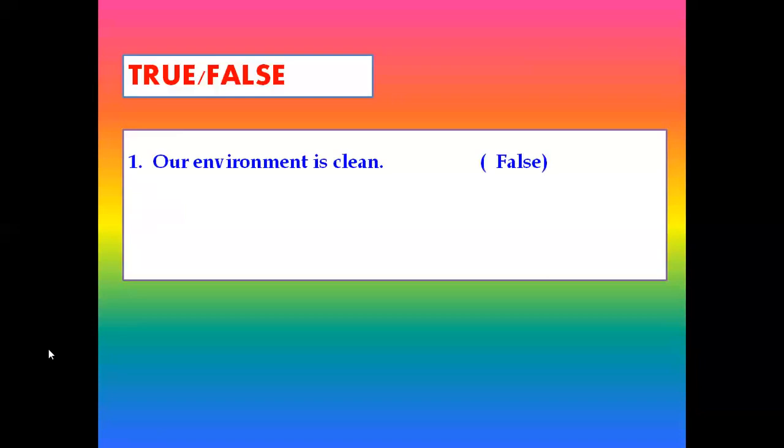Okay. Now we are going to do true false for this lesson. First read these sentences. Okay, if the sentence is true, then write in front of the sentence true, otherwise false. Number one. Our environment is clean. Is it true or false? It is false. Why? Because our environment is not clean.